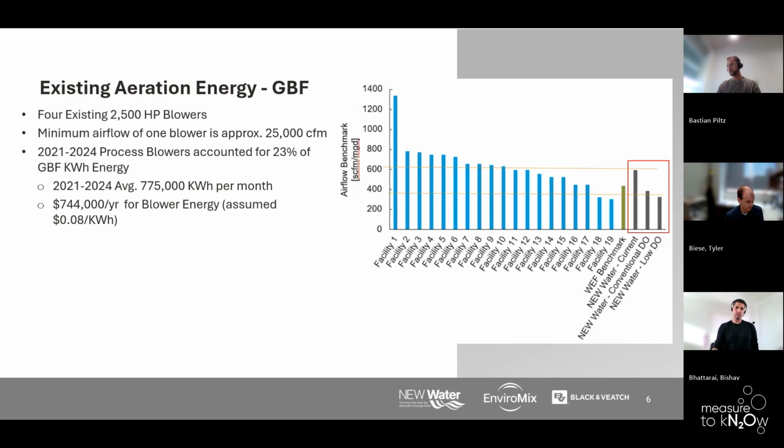The graph on the right shows the airflow benchmark compared to other facilities. This is something Black & Veatch put together during the facility plan just to show where our facility lies compared to others. On the right there, our current operation is the tall gray bar, at around 600 SCFM per MGD. With low DO, we could possibly go down to 400, which is comparable to some of the lower facilities benchmarked, which would be a pretty significant reduction for us. Next slide, please.